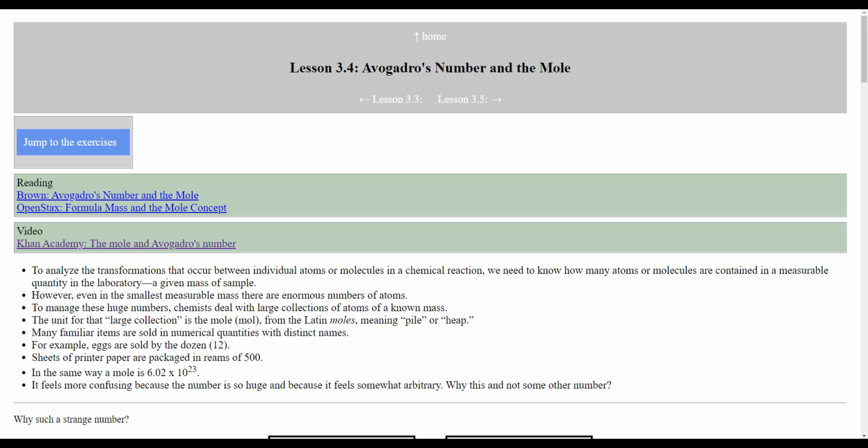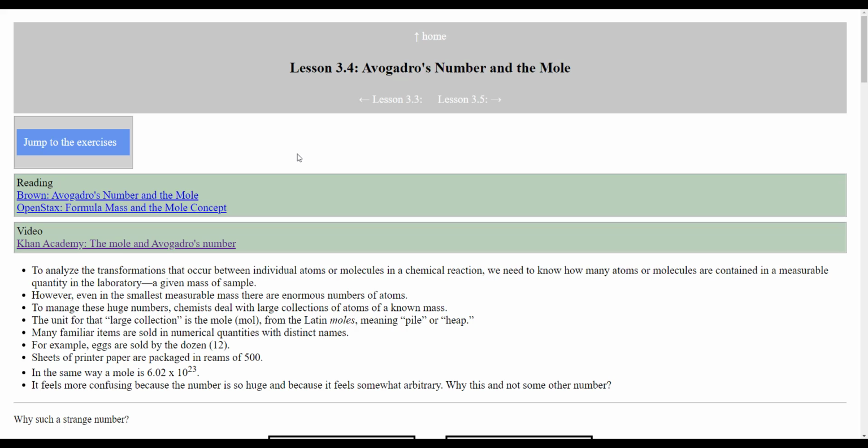Welcome to tutorial 3.4 part 1, Avogadro's number and the mole. This concept of the mole is a pretty essential one for doing chemical calculations from here on out in the course, so we have to be pretty good at it. But I think you'll see by the end of this tutorial that the calculations are pretty straightforward.